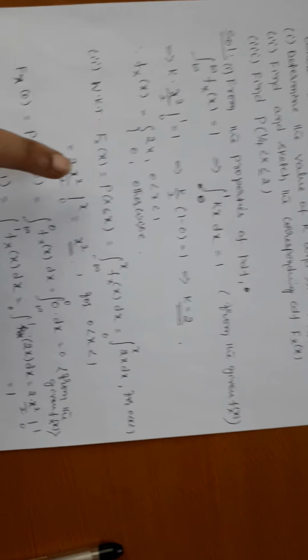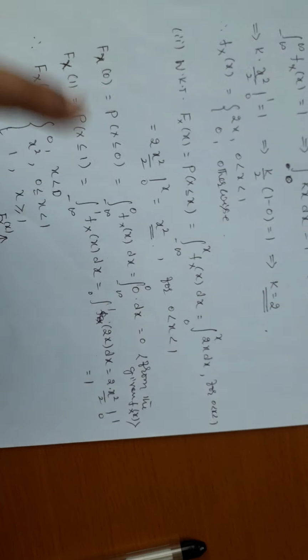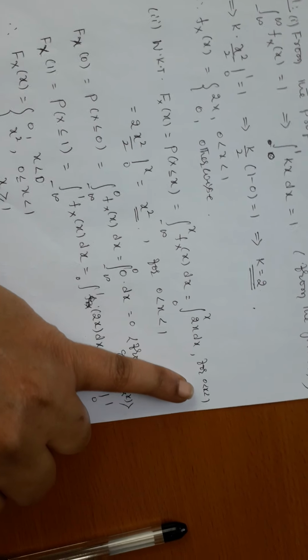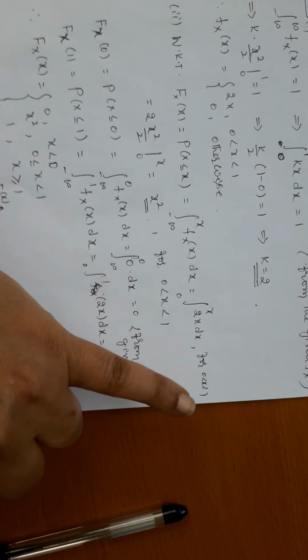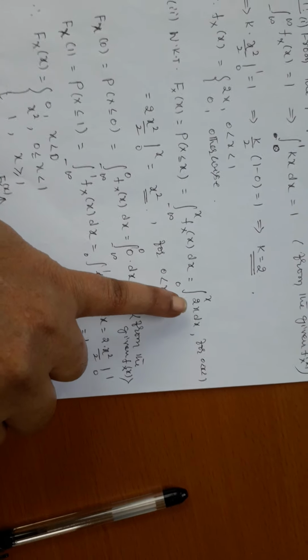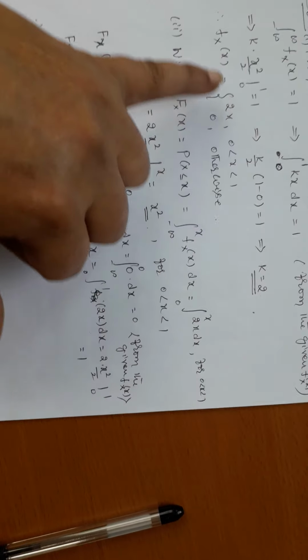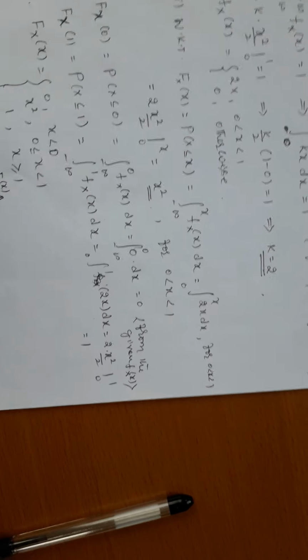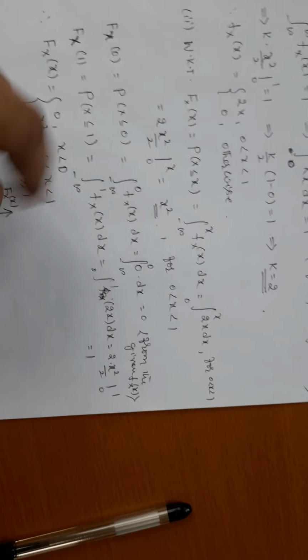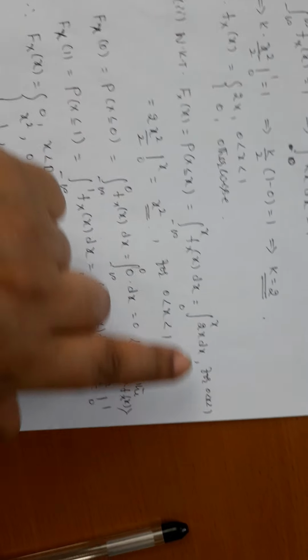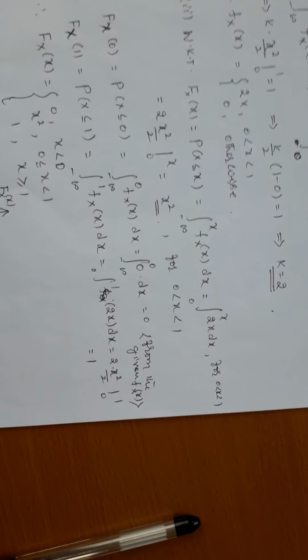But I want to find the cumulative distribution function, so I keep it in terms of x only, 0 to x. What is the condition on x? X greater than 0 and less than 1. Then only I substitute fx of x, which is 2x. Are you clear? Yes. Then integrate and simplify, we get x square. This is x square, and the condition for x is between 0 and 1.